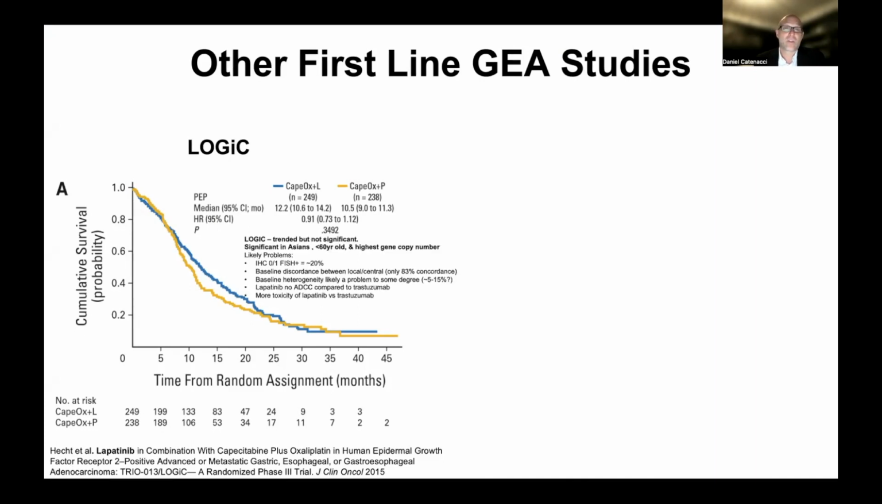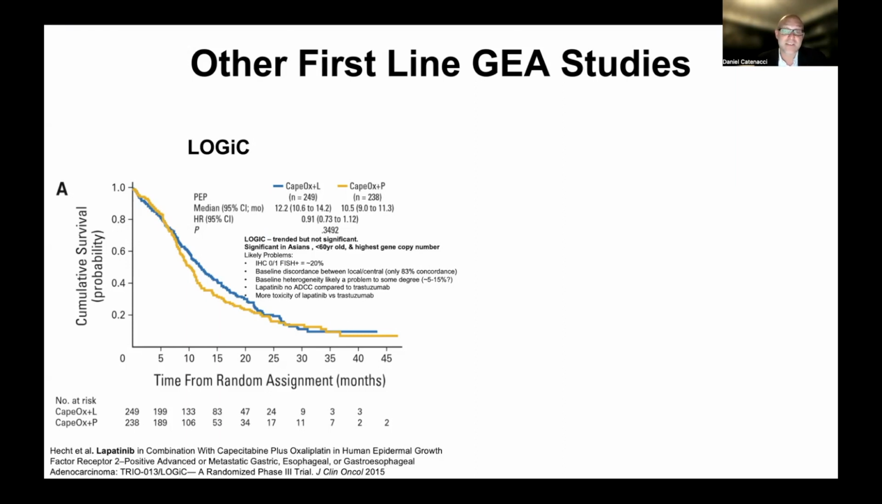It trended in looking at some specific subgroups in the Asian population in this study, in patients less than 60 years old, and certainly in patients with the highest gene copy numbers, all tended to do better and improved overall survival. The likely issues with this study are that about 20% of the patients were still IHC 0 and 1 plus, so we wouldn't expect much benefit in this subgroup, and so this would dilute out the effect and diminish the outcome for those that it's really benefiting.